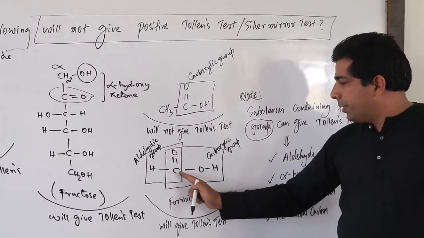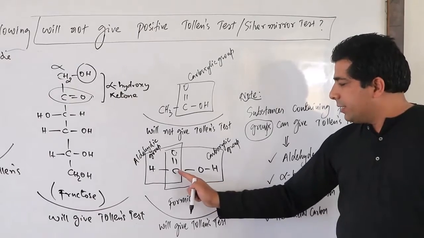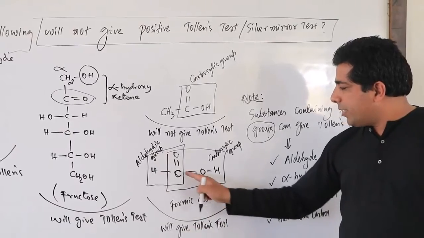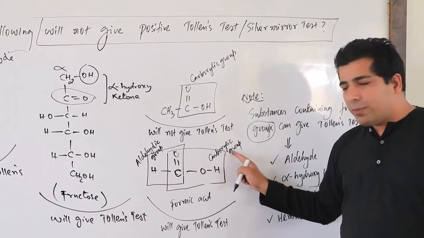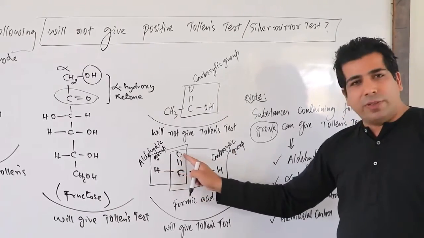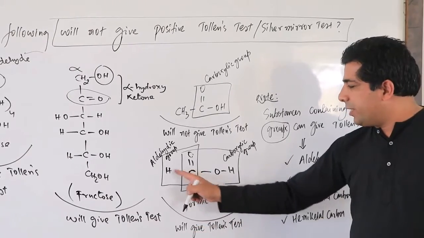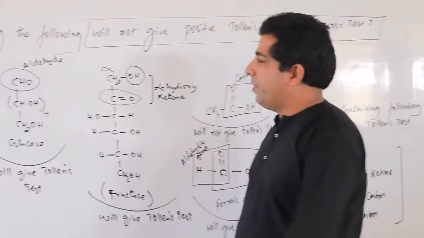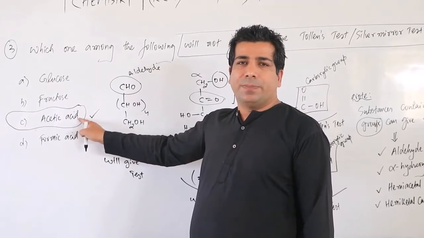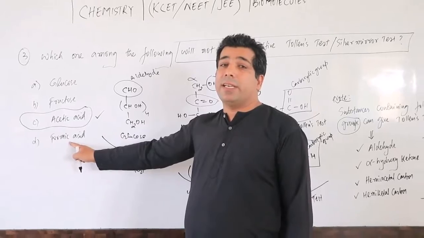Now look here. Formic acid is HCOOH. It contains CHO on one side, that is the aldehyde group. On the other side, COOH becomes the carboxylic group. The carboxylic group will not give the Tollens test, but CHO will, that's the aldehyde. So overall, it will give the Tollens test because it contains the CHO aldehyde group. So my dear friends, the only acid not giving the Tollens test here is acetic acid. Formic acid will give the Tollens test because it contains an aldehyde group.